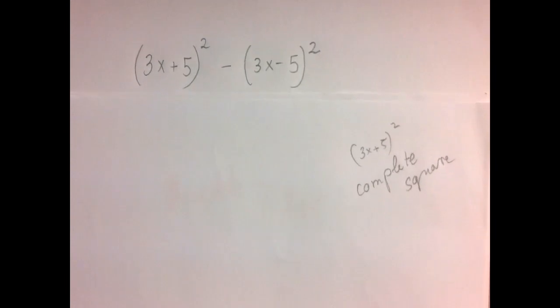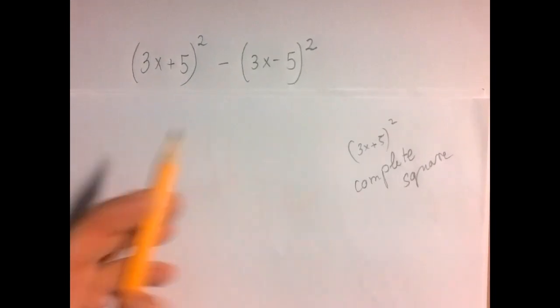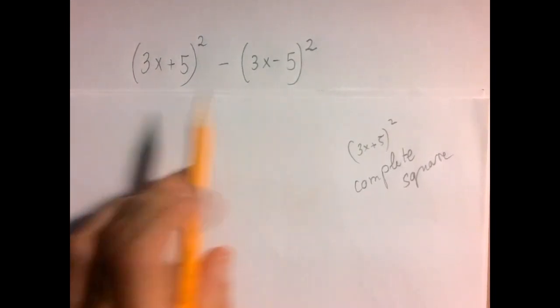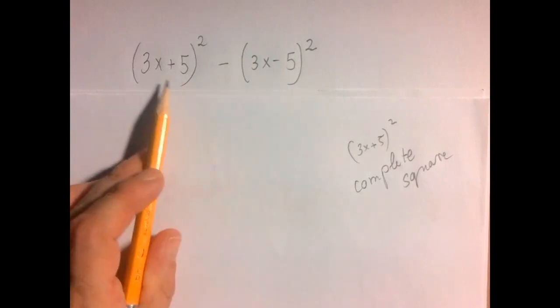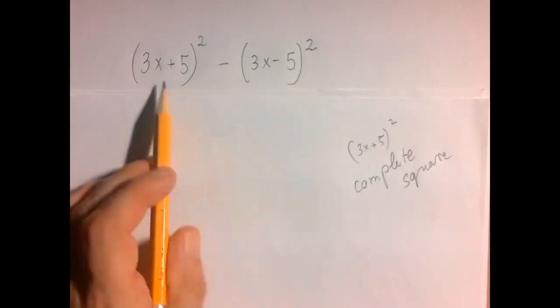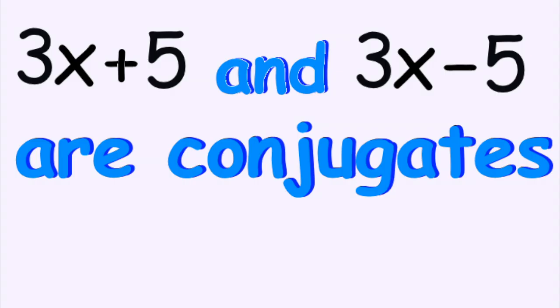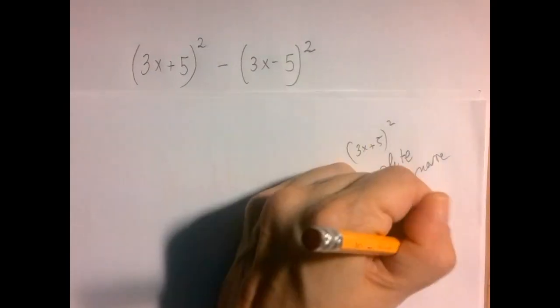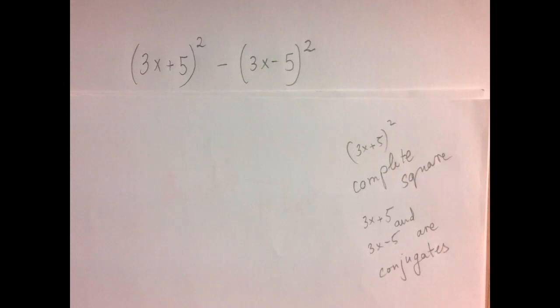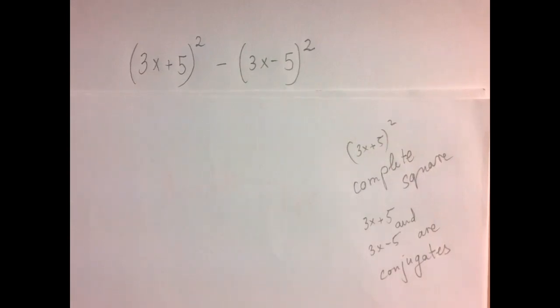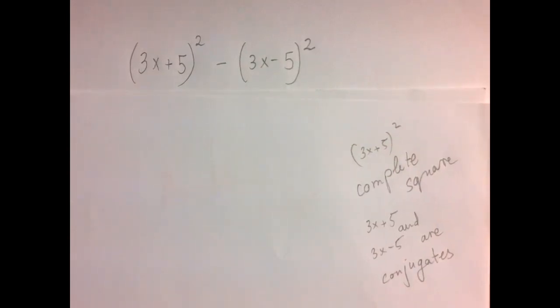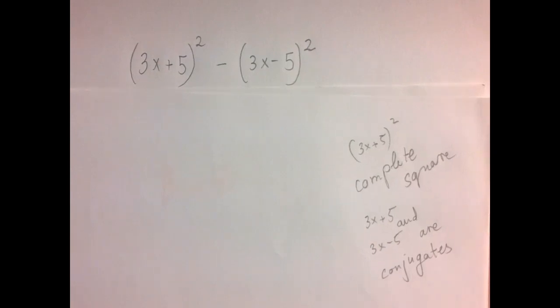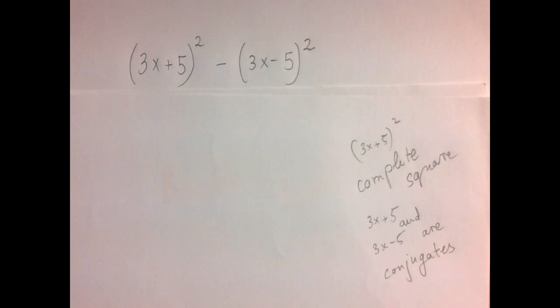There is also one more term that is interesting here, and that is that 3x and 3x are the same, 5 and 5 are the same. The only difference is in this sign. When that happens, the two expressions are called conjugates of each other. So 3x plus 5 and 3x minus 5 are conjugates of each other. And we will see in algebra that conjugates are very useful, because of the symmetries, there are lots of cancellations. And this is an example for that.